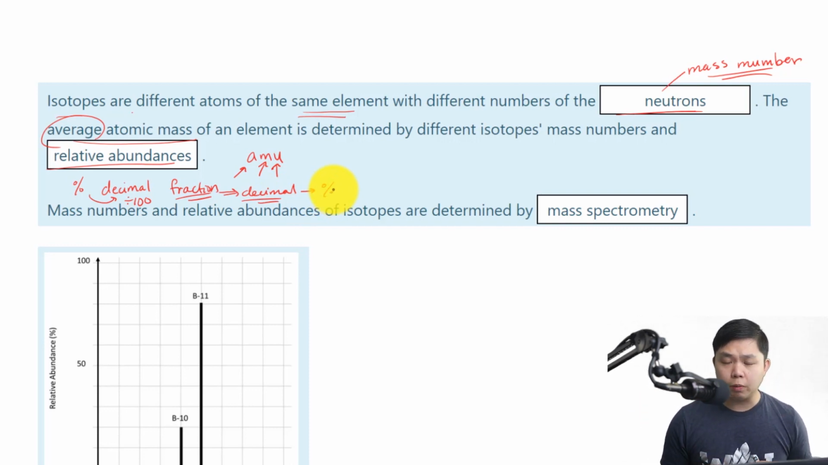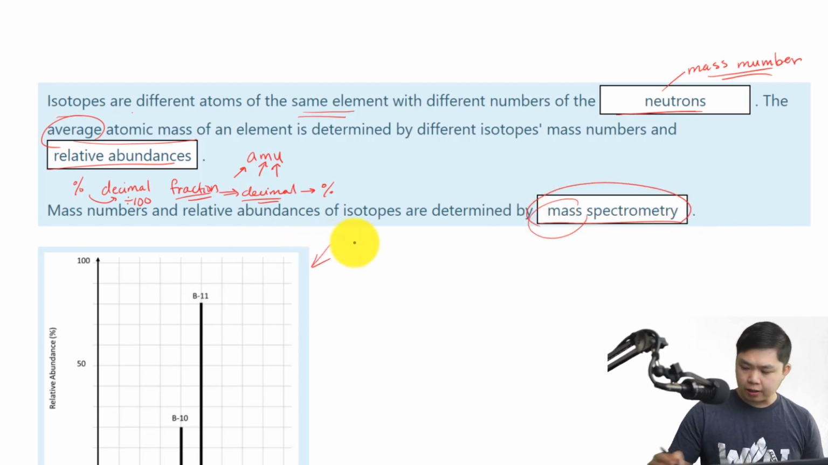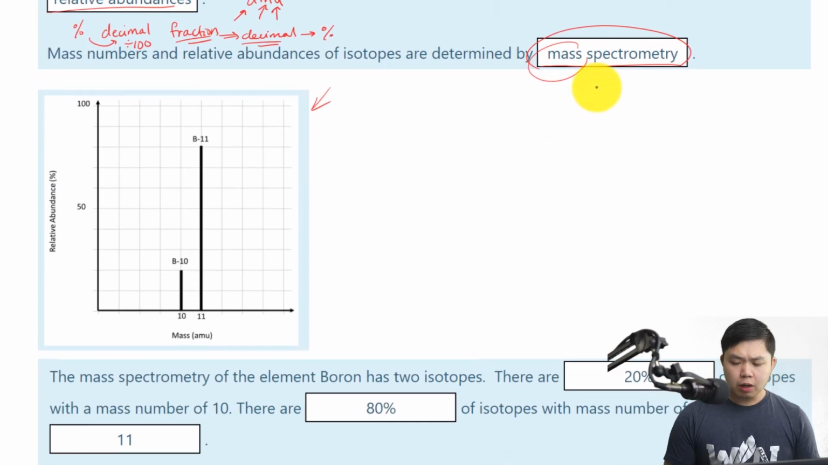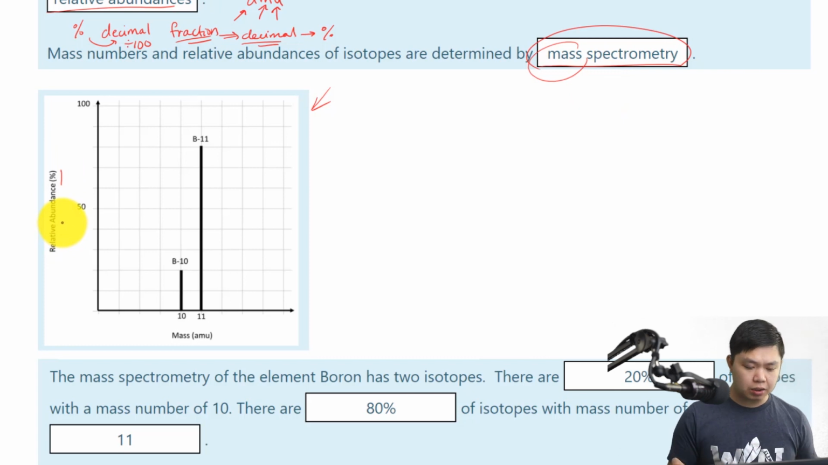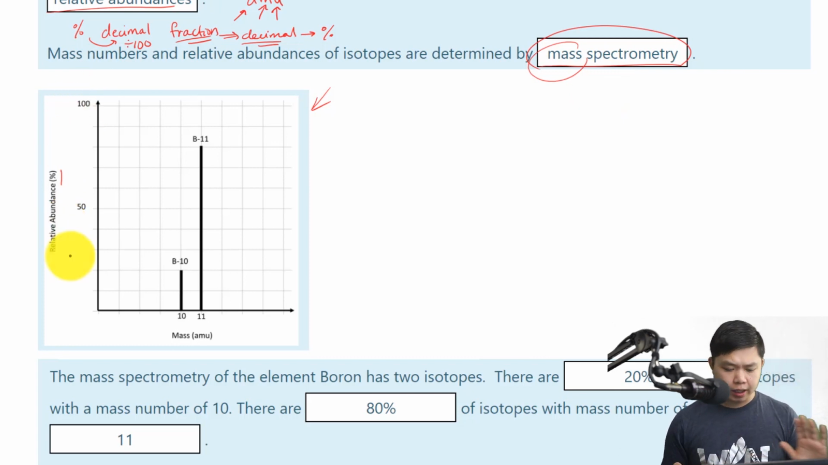And here is the tool that we use to determine the relative abundance and the mass of isotopes, and that is mass spectrometry. So this is an example of the data generated from mass spectrometry. Here we have a mass spectrometry graph of boron, and in this case, you know right away we have the relative abundance in percentage, and this is out of 100%. Okay, so don't get tricked, okay?